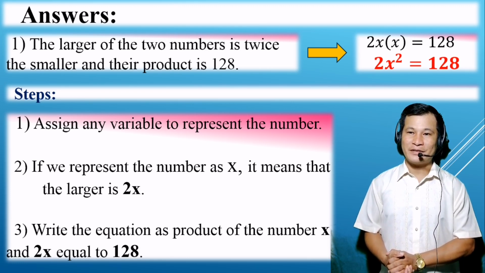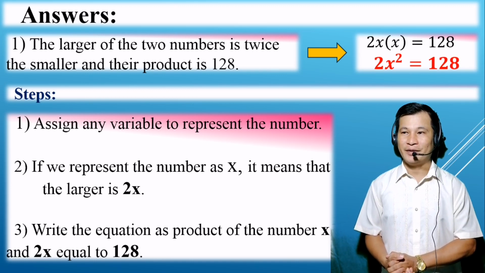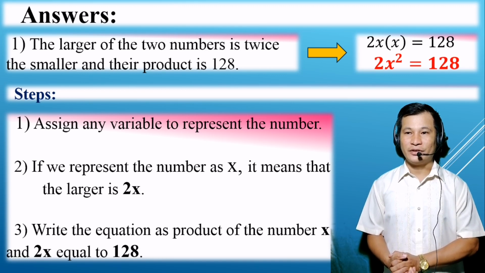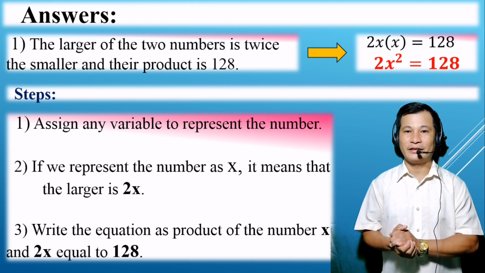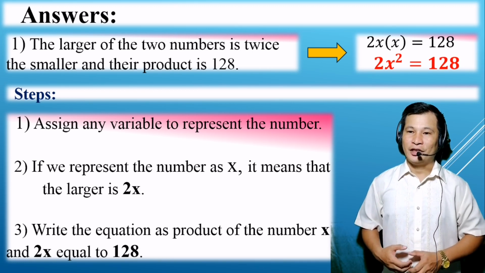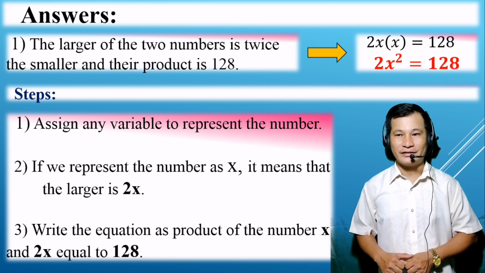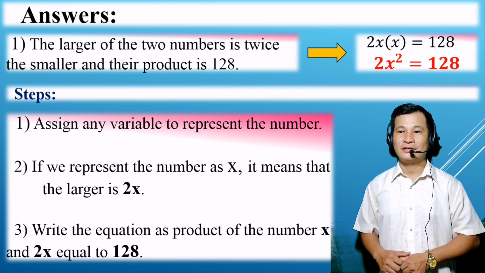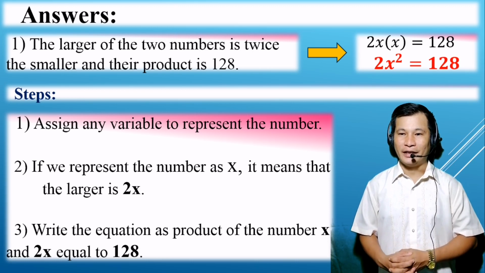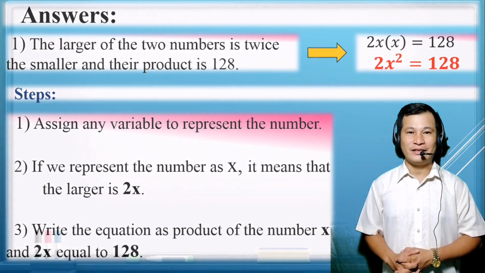So here are the steps to be followed on how to arrive at the answer. First, you are going to assign any variable to represent the number. If we represent the number as x, it means that the larger is 2x. And then number 3, write the equation as the product of the number x and 2x equals 128.